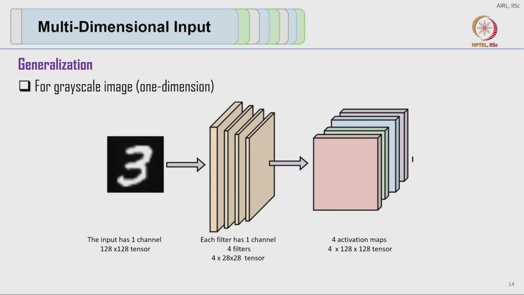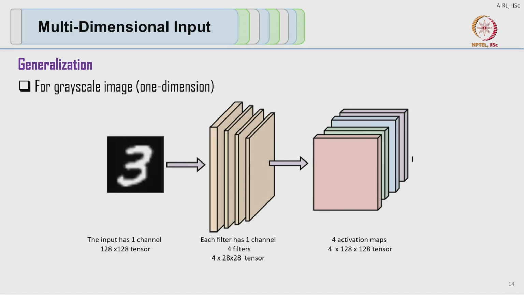So if I am trying to generalize the architecture, the input image is 128 cross 128, a single channel. I am going to put 4 different filters, each filter is 28 cross 28. Each filter will give one activation map, so there will be 4 activation maps, but I want to retain the size as it is. The input size is 128, and the activation map size is also 128.